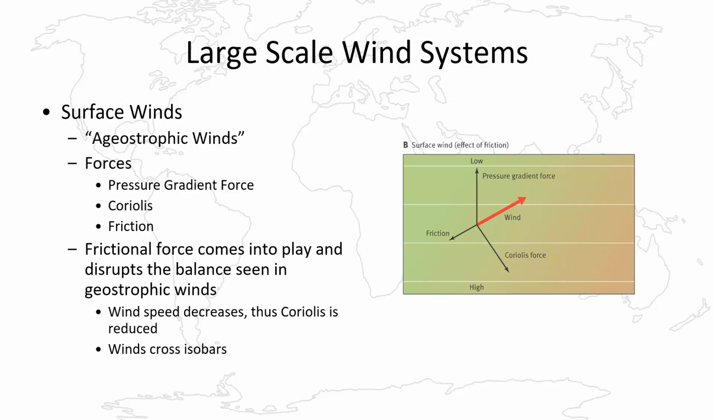So if you look at this figure, pretty similar to the one that we looked at for geostrophic winds, the wind arrow is no longer parallel with the isobars. It crosses them. That's because instead of being able to be perfectly deflected, it's only partially deflected due to this weaker Coriolis term, which resulted from slower winds.